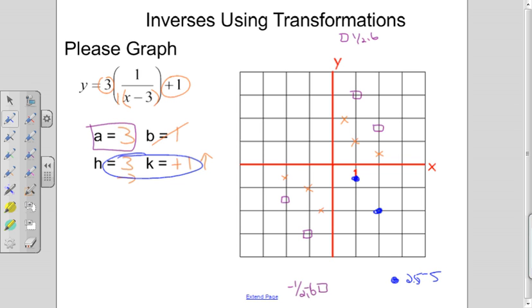So 2.5, negative 5. Okay, still got to translate my other points. So here I'm going to go my half comma 6, I'm going to go 3 to my right, which is 3.5, and up 1, right? So that's going to give me 3.5 comma 7. A little hard when it's off the chart, but it does make you think.